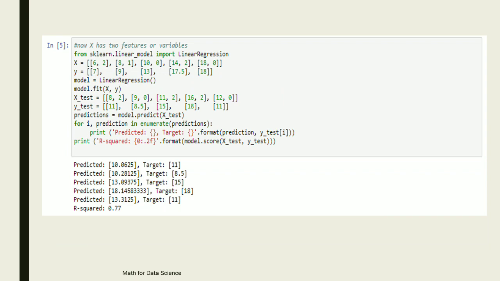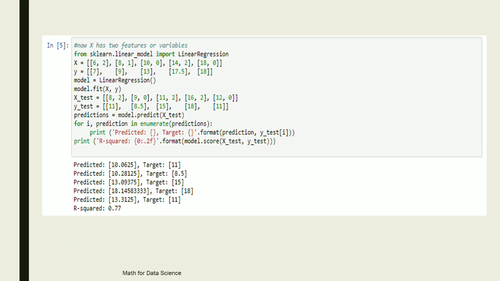Now, let's see. We were just imagining our x depends only on the diameter. What if we have some number of toppings? Then it may be a combination of the diameter and toppings. So, x has two things. Similarly, we have created an x, just see, which has two variables: 6, 2; 8, 1; 10, 0; 14, 2; 18, 0. Now, we have the price as y. We are again calling the linear regression function, making a model, fitting our data into it, and then trying to predict with the model for every value of x test.